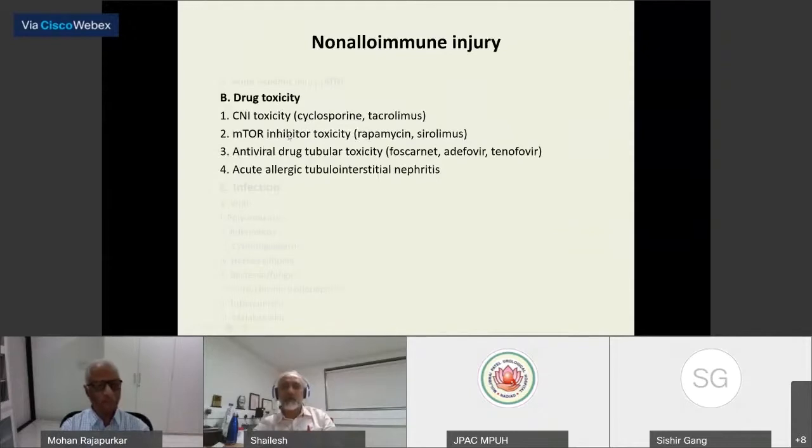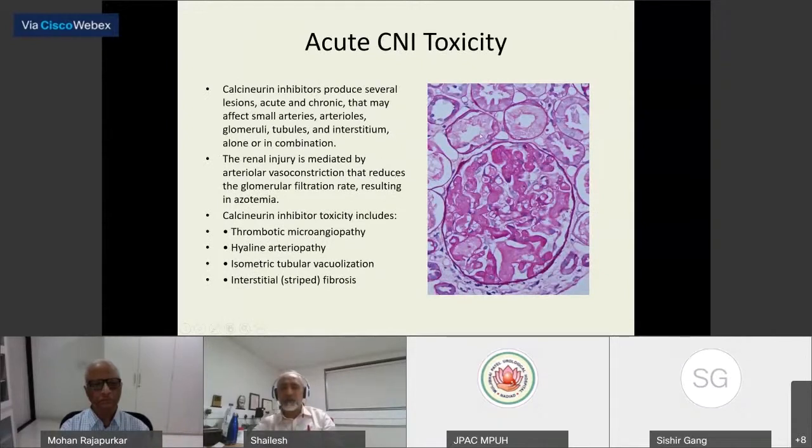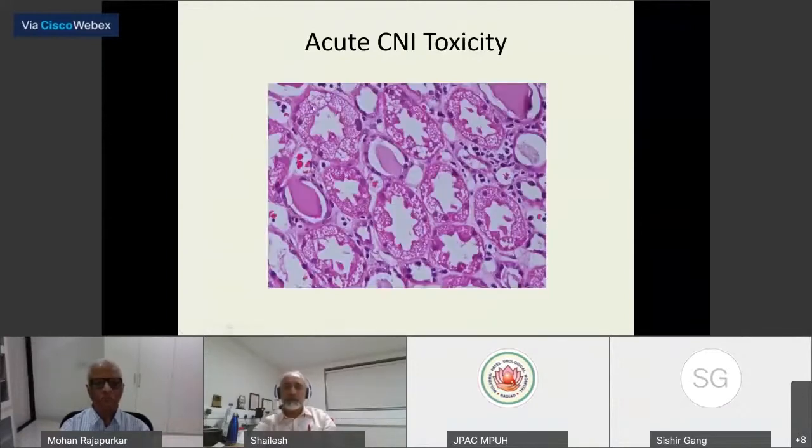Next comes drug toxicity, which is more common and which we see on a day-to-day basis. More common is CNI toxicity, where one of the most common features is thrombotic microangiopathy, with fibrin-platelet thrombi filling up the glomerular capillary wall, as well as some fibrinoid necrosis of the vessel wall. In CNI toxicity, we also see classic isometric vacuolation of epithelial cells.